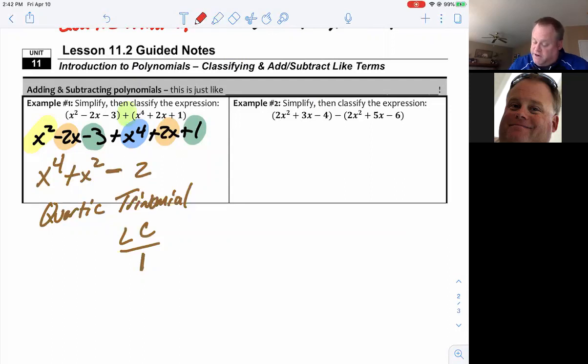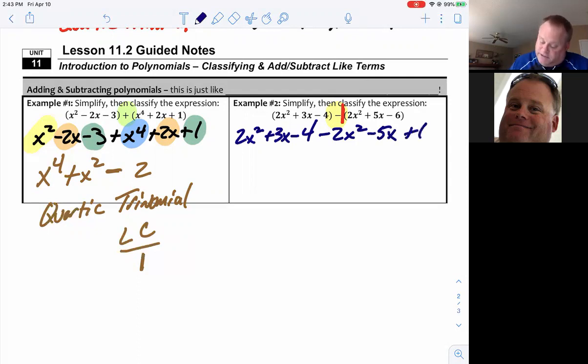2x squared plus 3x minus 4 minus, that's key there. So that means I'm going to be distributing a -1 with each and every item. Okay, so bring down the first one, because I don't need to do anything with it. I'm just dropping the parentheses of the first one. And now I need to distribute the negative with all of those terms. So -1 with 2x squared is a -2x squared. A -1 times 5x is a -5x. And -1 times -6 is a +6.